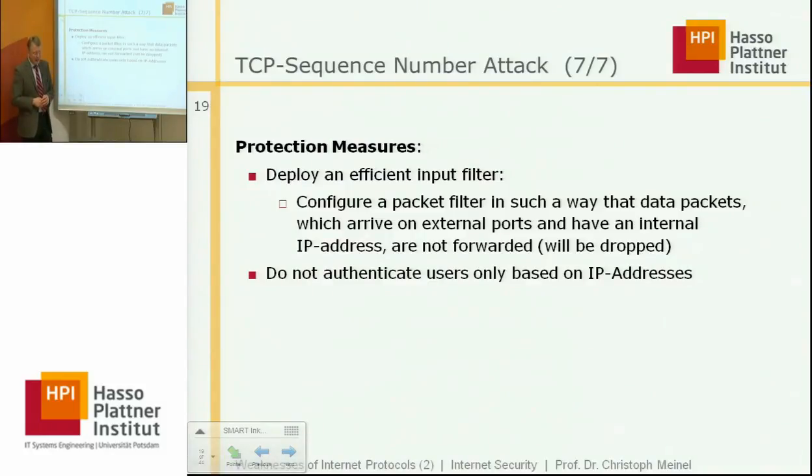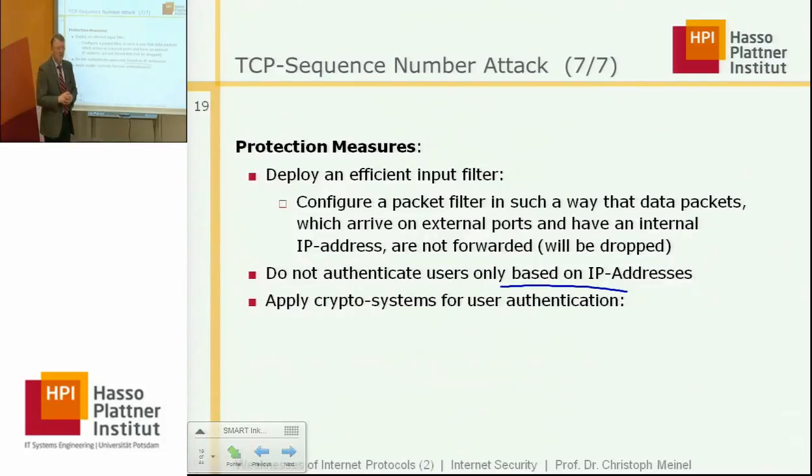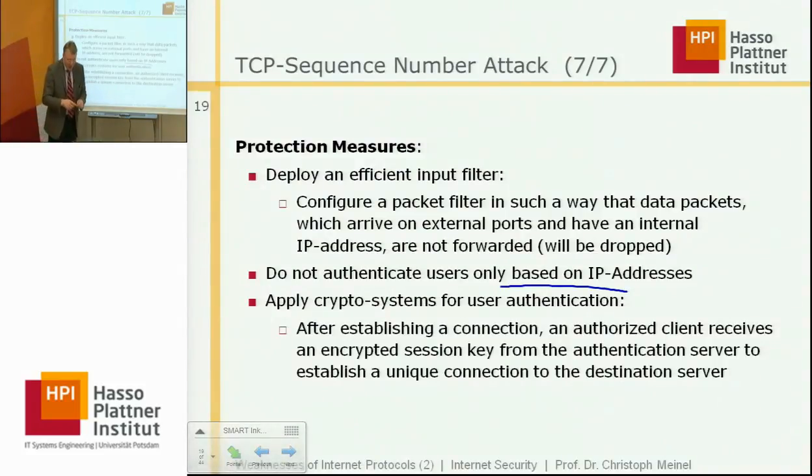Another protection measure against TCP sequence number attacks is that authentication should not only be based on IP addresses. It's too little, because IP addresses, sender addresses, can easily be faked. This was the basis for spoofing addresses. So what is recommended is to use a crypto system for user authentication. After establishing a connection, an authorized client receives an encrypted session key from the authentication server to establish a unique connection to the destination server, like with SSL, the TLS connection. When it's done encrypted, then it's completely useless, even if someone is able to break in.